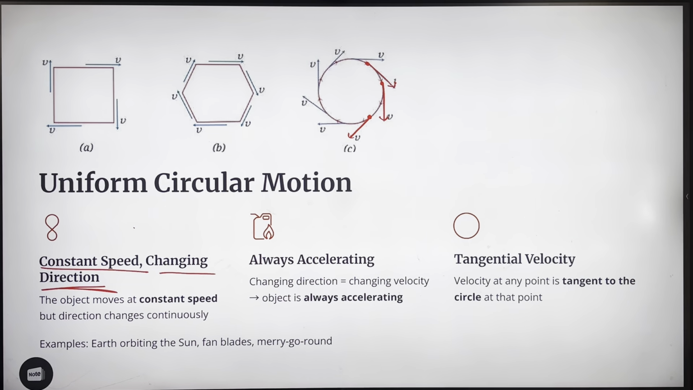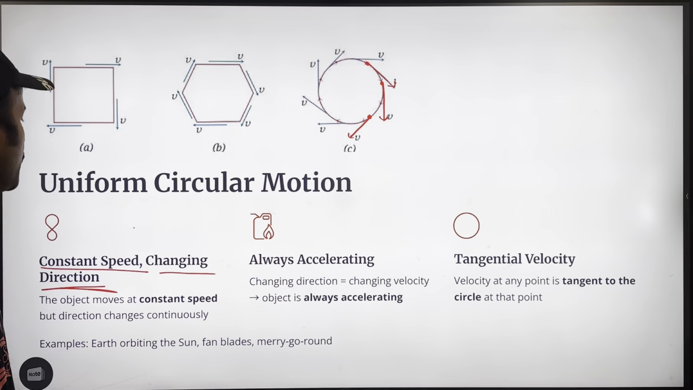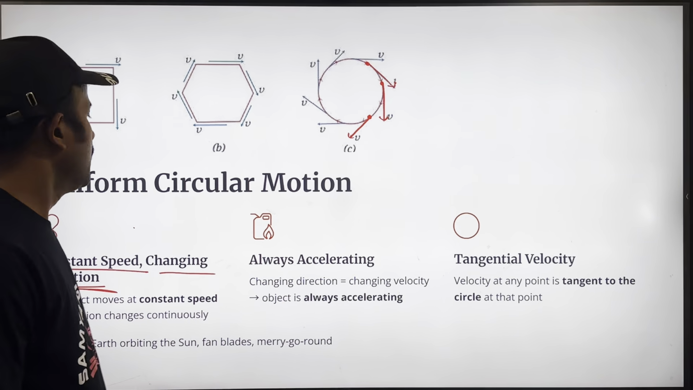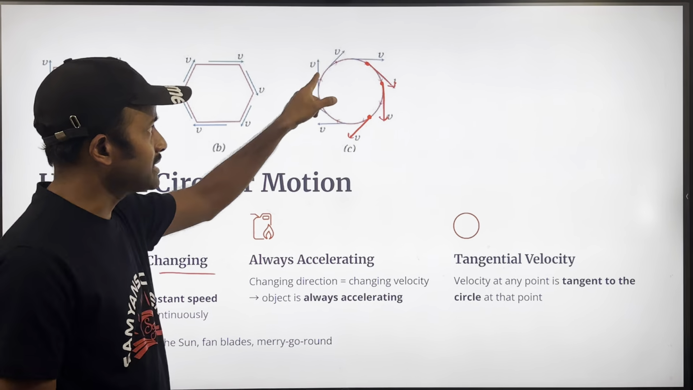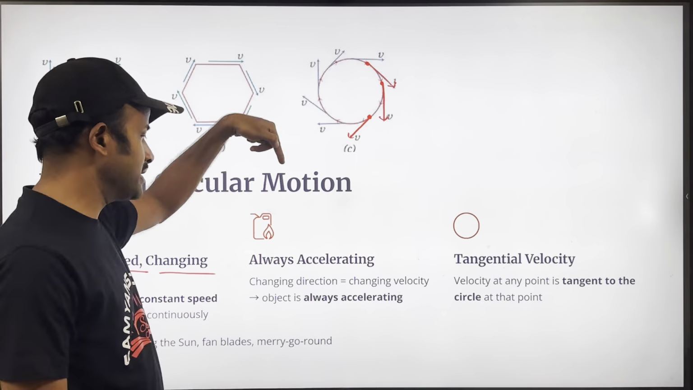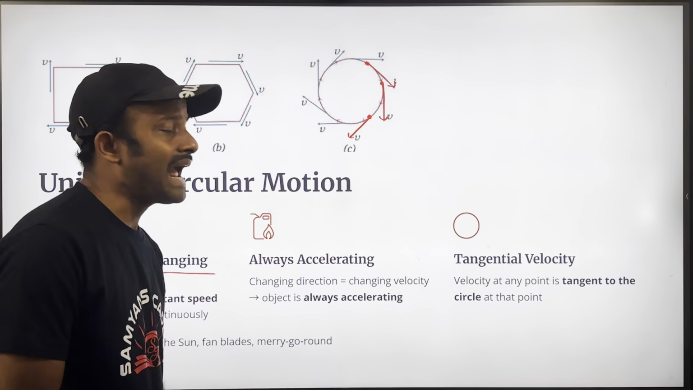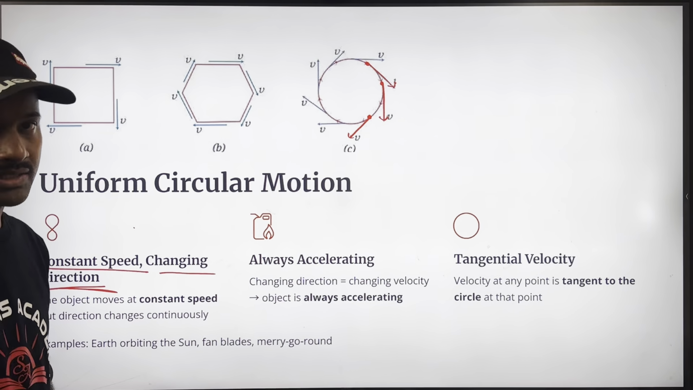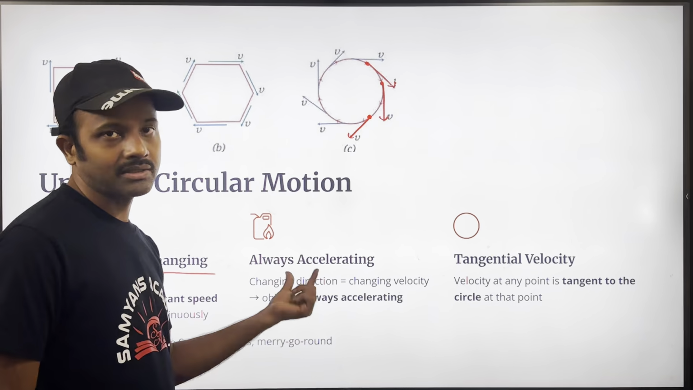The object moves at constant speed, but direction changes continuously. Examples: Earth orbiting the sun, the fan blades, merry-go-round. These all are examples of uniform circular motion. So this is always accelerating. How do you say that it is always accelerating? In a circular path, the particle always changes its direction. Its direction is changing means velocity is also changing. So changing velocity means this object is always accelerating. If velocity is changing, it is always accelerating.